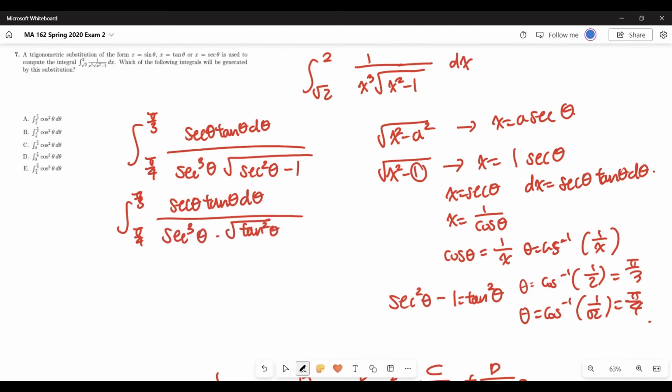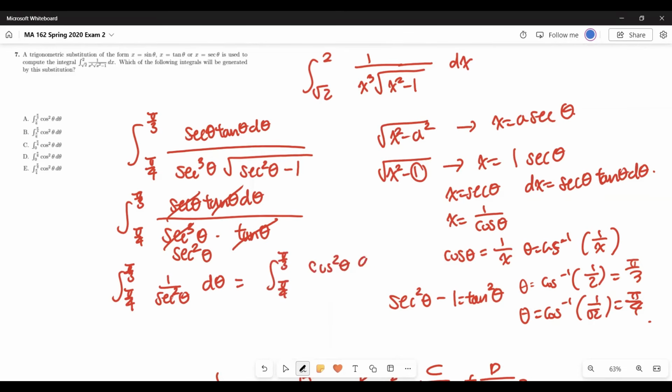Tangent squared and tangent will be cancelled out. And it's just left with tangent theta, right? And this tangent theta can be cancelled out by itself. And one of the secant will be cancelled out. So the denominator will be left with secant squared. So if you rewrite it, it's pi over 4, pi over 3, 1 over secant squared theta d theta. And this is just same as pi over 4 to pi over 3, cosine squared theta d theta. And this just matches with our option E.